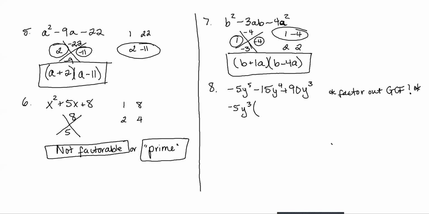So first term, -5 over -5 is 1. We're left with a y squared. -15 over -5 is +3. We're left with a single y. 90 divided by -5 is -18. And we're not left with any y's there. We're part of the way done with factoring. Now we want to go ahead and factor this trinomial.